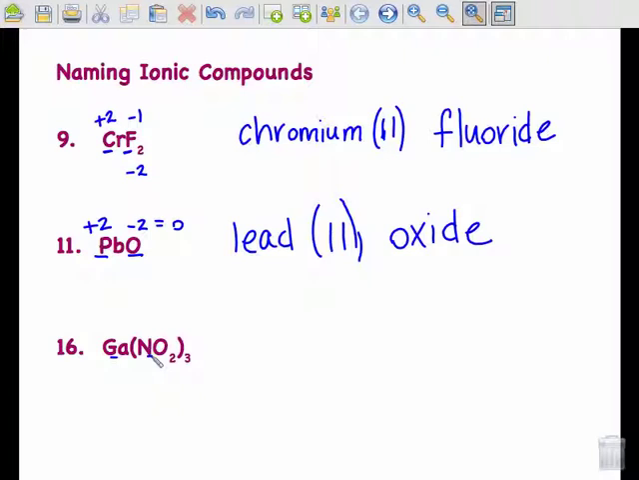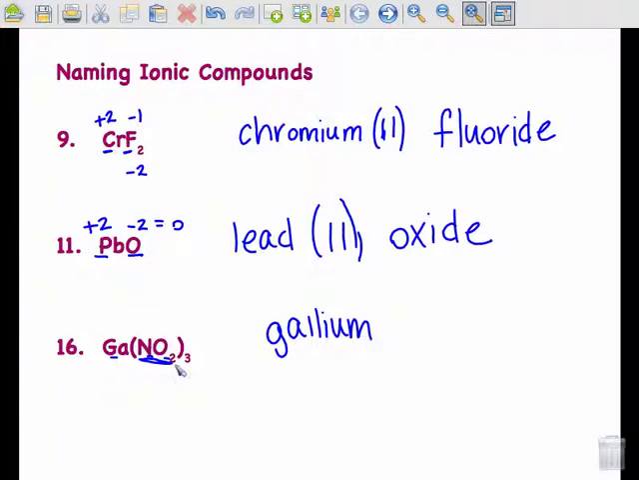For this last one, if you notice, I have 1, 2, 3 capital letters. So immediately I know this is not binary. I'm going to have a polyatomic. And for the most part, the polyatomic consists of the last 2 letters here. So for the first part, Ga, it's very simple. I'm going to look on my chart and figure out that the name of Ga is gallium. I'm just going to copy that down. Gallium is not in the dungeon, so I don't even have to check to see if it needs Roman numerals.